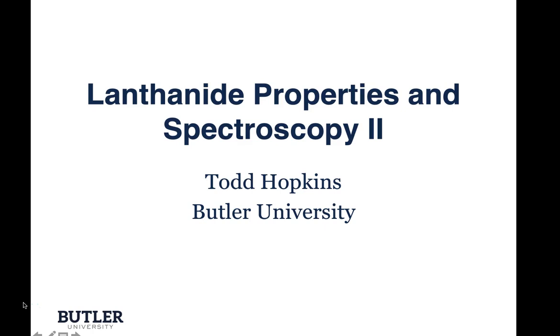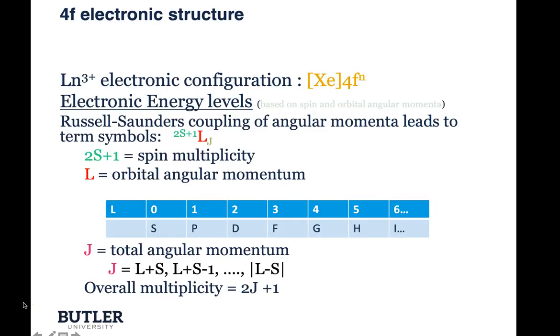And in this video I'm going to describe a little bit about the electronic structure within the 4f electron configuration of the lanthanides. Alright, so as we said in the last video, most lanthanides have a 3 plus electronic configuration, which is xenon with 4f and however many 4f electrons, so the valence electrons on the 4f electrons.